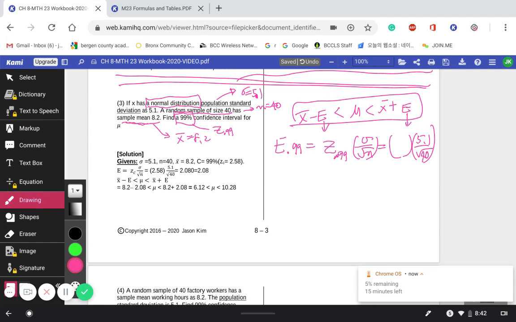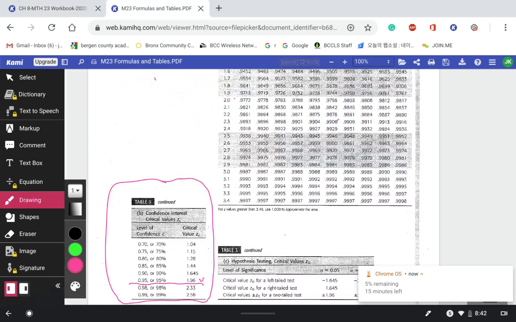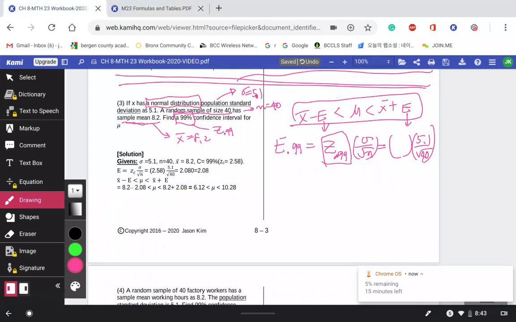So how do they find z of 0.99? Again, we are going to go back to table number 3b. In this case, 99 is 2.58, okay, 2.58. So 2.58 will be replacing 2 here. With the proper calculation, you get 2.08.